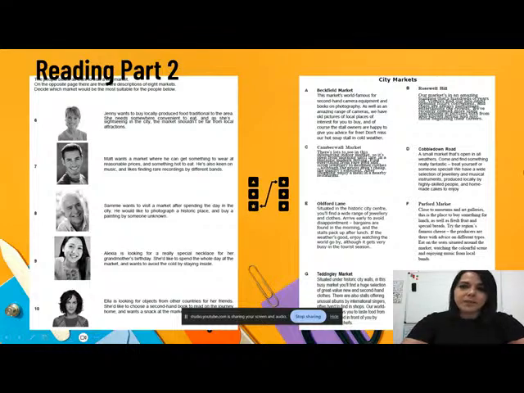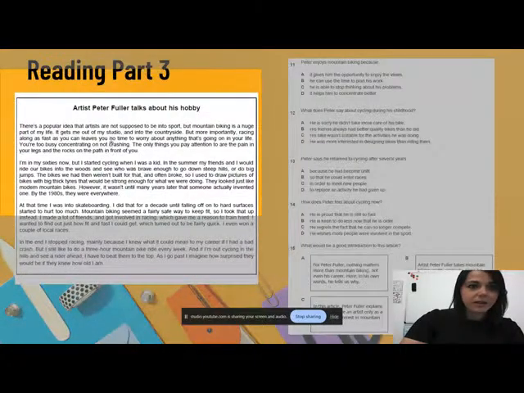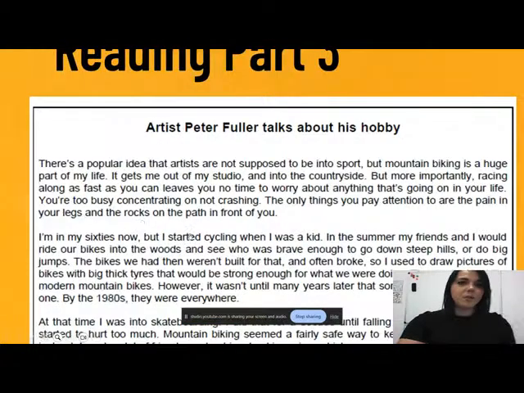This is reading part 2. Let's jump on to reading part 3. Again, we're not going to do this entire activity, but let's have a little look just at this first question. Okay, I'm going to make this a little bigger for you. So this text, as you can see, is about an artist called Peter Fuller, talking about his hobby. Now, his hobby, I can tell you, is mountain biking. All right, so we're going to have a look just at the first question.